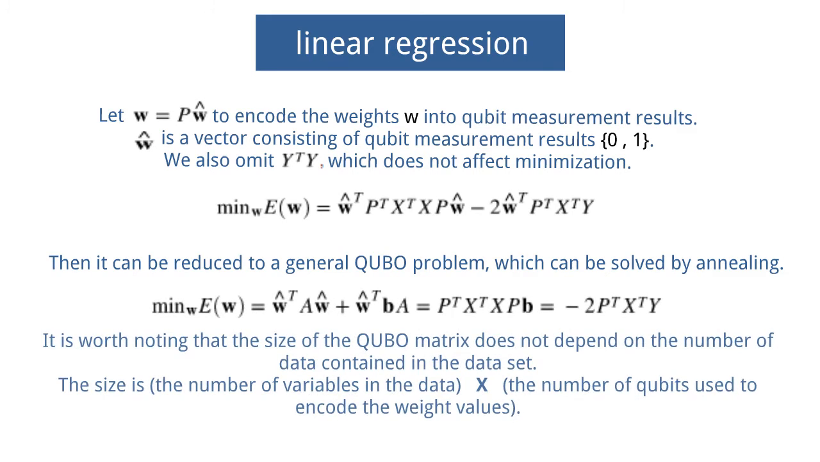It is worth noting that the size of the QUBO matrix does not depend on the number of data contained in the dataset. The size is the number of variables in the data times the number of qubits used to encode the weight values.